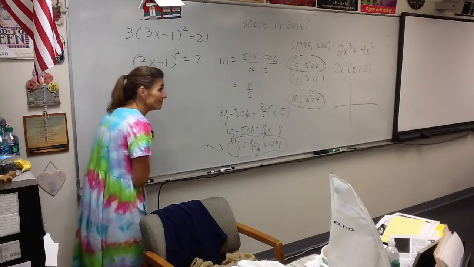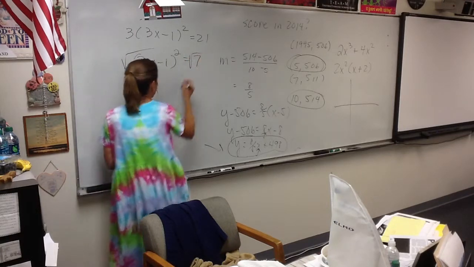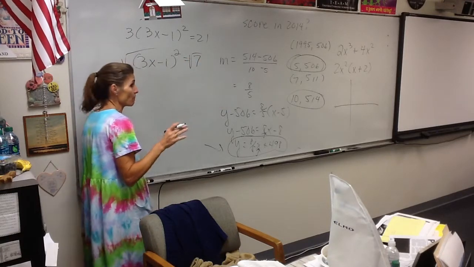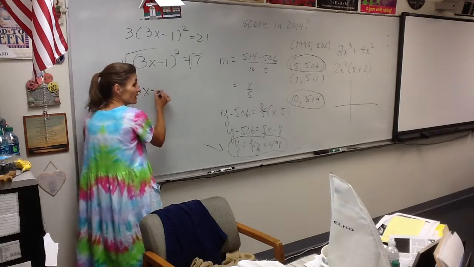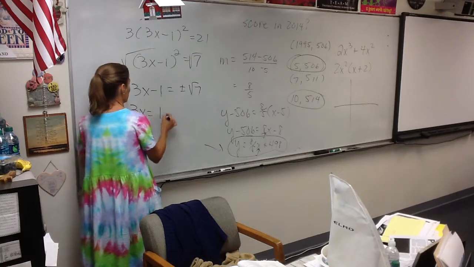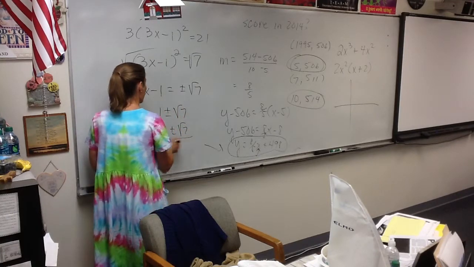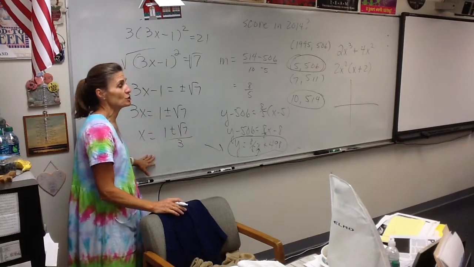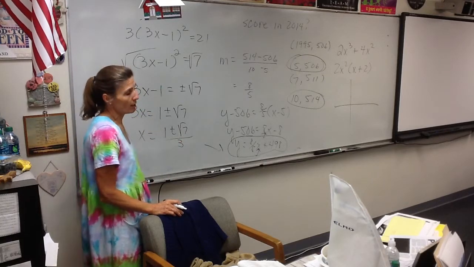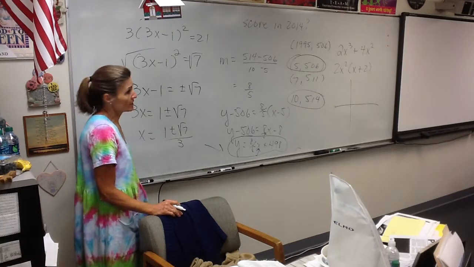And then what? Square root both sides. Now, we're all going to get the same answer no matter how we do it, but this is just going to be a lot faster. So x equals 1 plus or minus root 7 over 3. Now, that's exactly what you would get if you multiplied it all out and did the quadratic formula. You would get exactly the same thing.